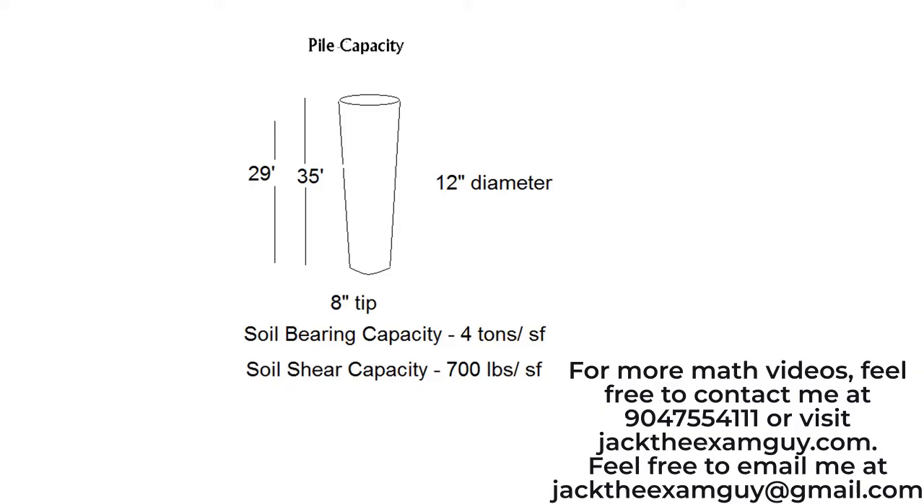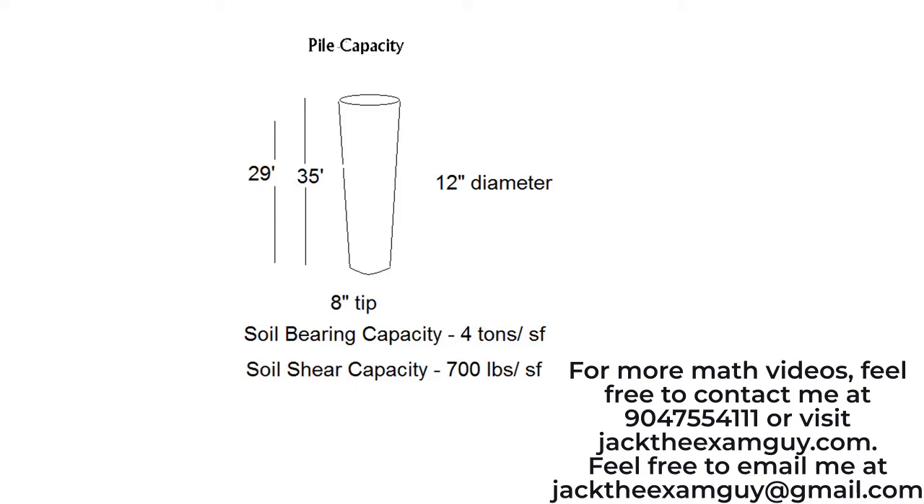If we start talking about inches and then tons and mixing all that up, then our answer is meaningless. So we're going to work in pounds and square feet. Square feet is fine as long as it's feet. So we have soil bearing capacity of 4 tons or 8,000 pounds per square foot. We have a soil shear capacity of 700 pounds per square foot. All right, so this is our soil.